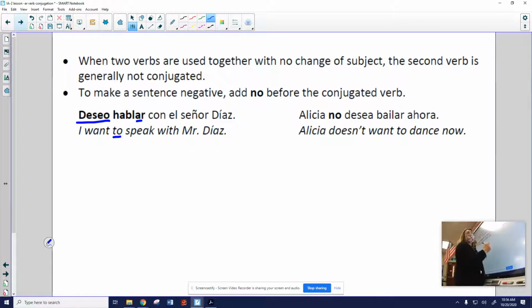Alicia doesn't want to dance now. Again, there's 2 verbs. Desea is conjugated. Bailar is not. And to make it negative, in English we add doesn't, don't, etc. But in Spanish you just add the word no before the conjugated verb. So the conjugated verb is desea. If you added the no right here, Alicia desea no bailar, it would sound funny in Spanish. The no goes before the conjugated verb.